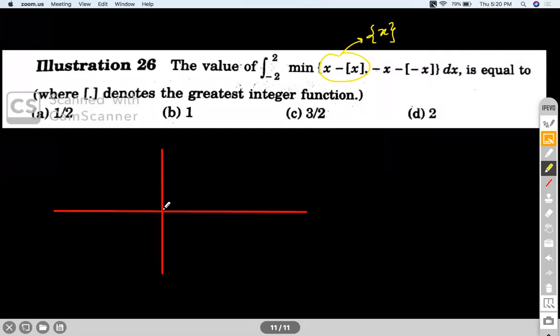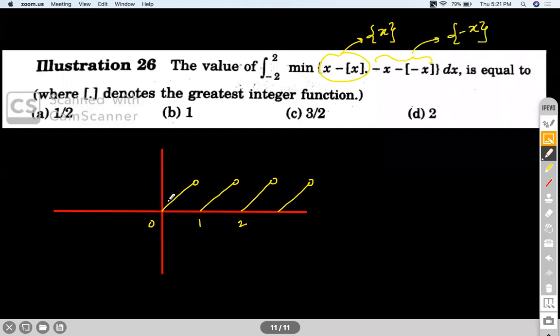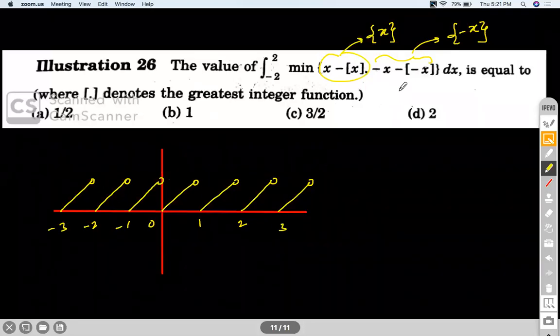Fractional part of x, we all know that it's a line like this. Correct? 0, 1, 2, like that. Okay. This is nothing but fractional part of minus x. Let me just reflect the same thing about the y-axis. Right? Changing the sign of x means reflecting the graph about the y-axis. Correct? By the way, let me just draw more part of the graph. I should not stop here. Minus 1, 1, like this, okay? Now, for the graph of negative x fractional part, you just have to mirror image it about the y-axis, correct?